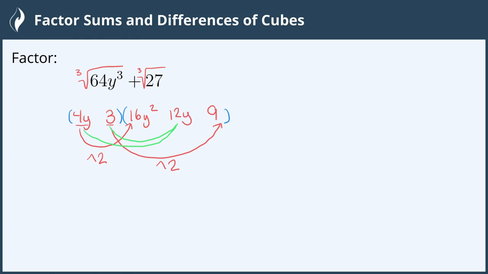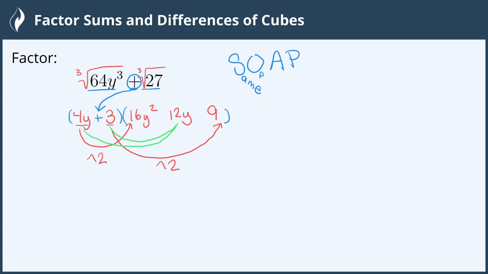Now we can go ahead and fill in the addition and subtraction signs between each of these terms, and I like to follow the mnemonic of SOAP. The first one is the sign needs to be the same as the problem. So we need to factor this sum of cubes, and the sign is addition. So the first sign will be the same, which means it is also addition.